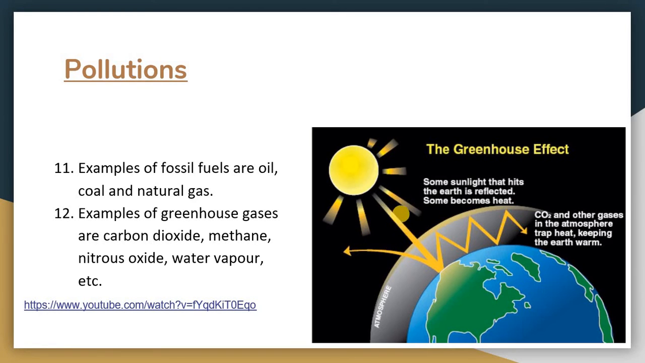But when we have greenhouse gases in the atmosphere, if you look at this diagram here, CO2 and other gases in the atmosphere will actually trap the heat. So the heat will be trapped in the atmosphere, bouncing up and down. And then this will actually make the earth warmer. And that's why the temperature in this era, if you were to compare it to 30 years ago, is much hotter. The major contribution to it is the greenhouse gases, right?